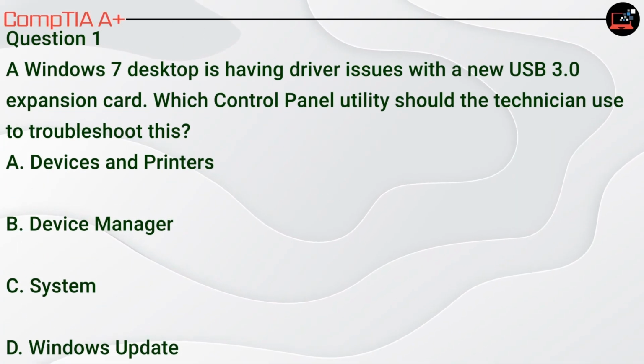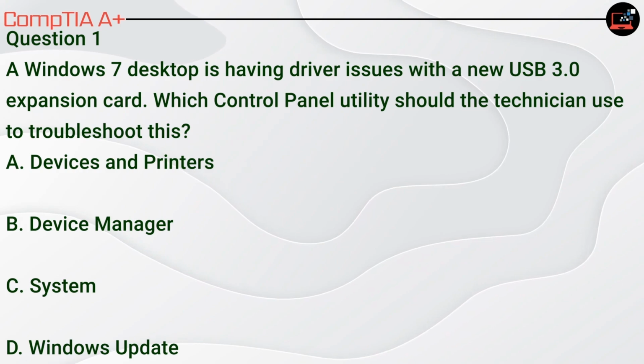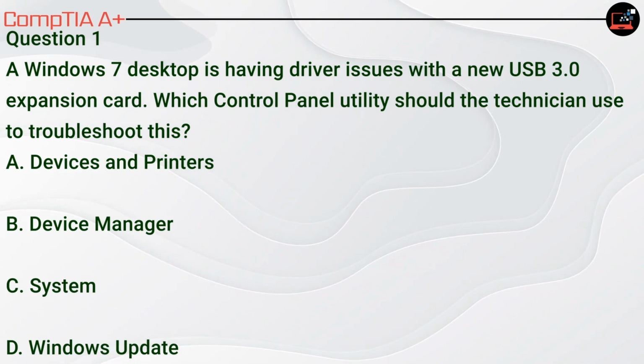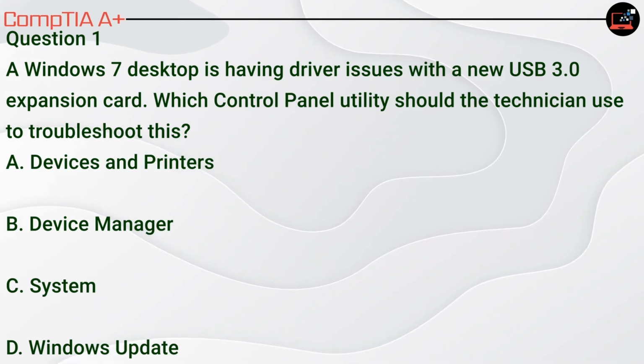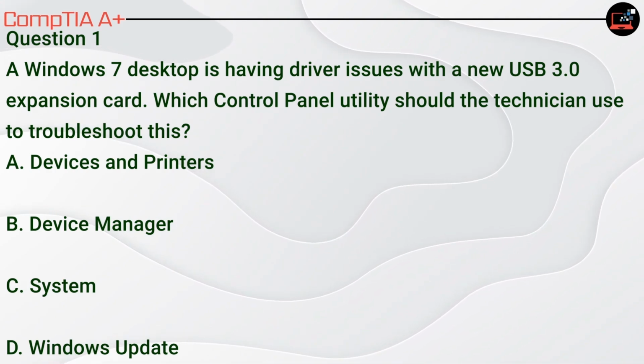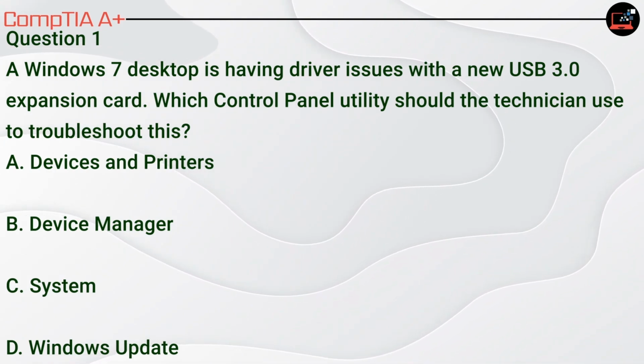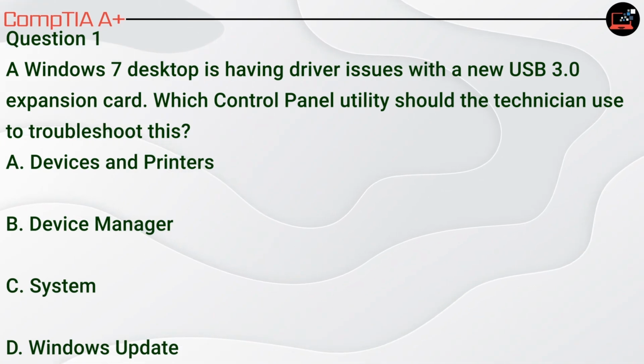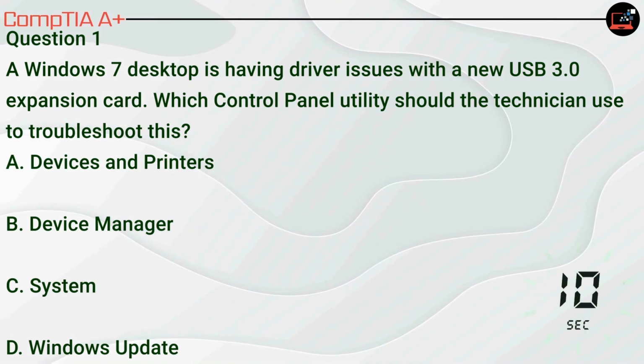The first question is about a Windows 7 desktop having driver issues with a new USB 3.0 expansion card. Which control panel utility should the technician use to troubleshoot this? A. Devices and printers. B. Device Manager. C. System. D. Windows Update.